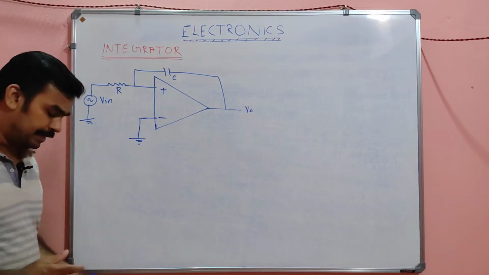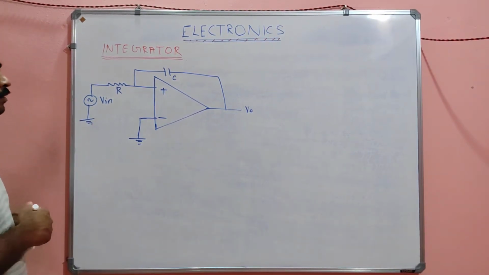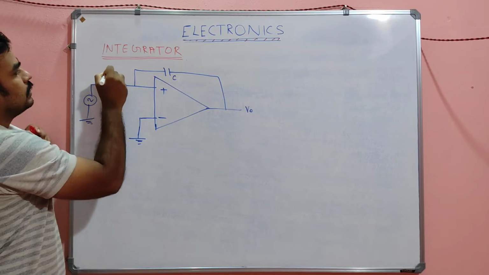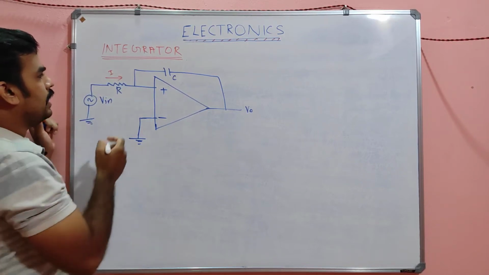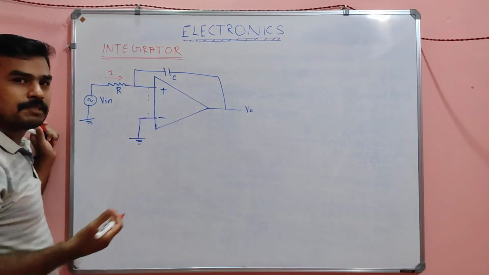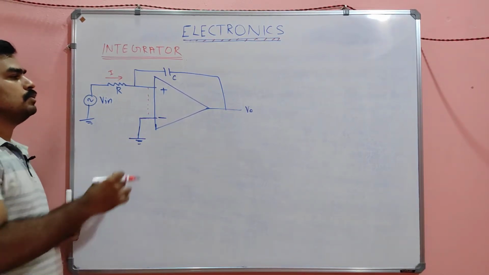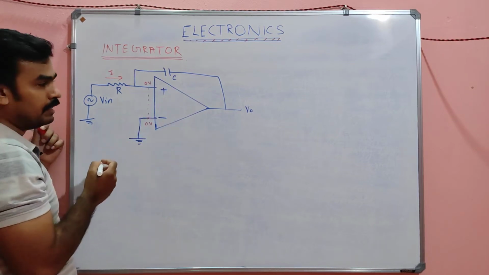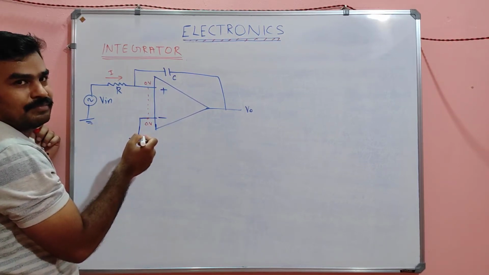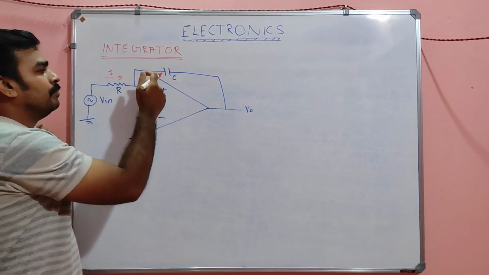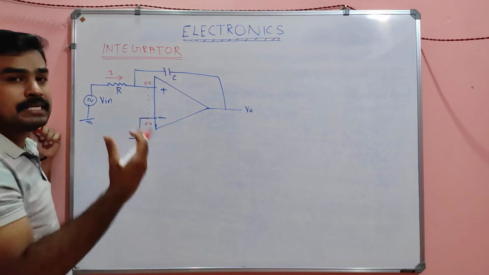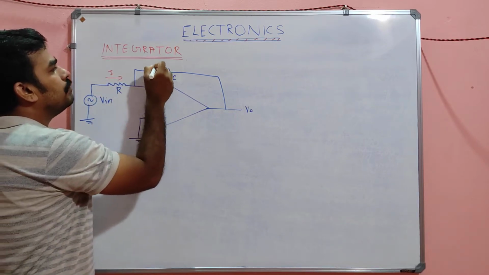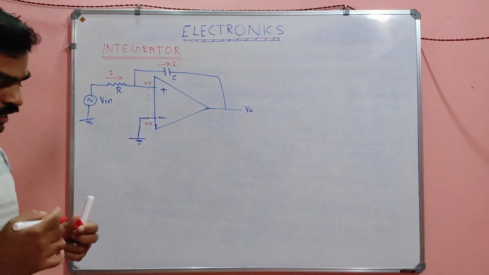Let's see how that happens, my dears. Imagine there is a current I flowing in the circuit. Due to the virtual short, which I already explained in the last class, suppose this is 0 volt here and this will also be 0. That means there will be a high impedance path. There will not be any connection normally, because the impedance of the op-amp is very high. So the same current I will be flowing here also. That is the first assumption.